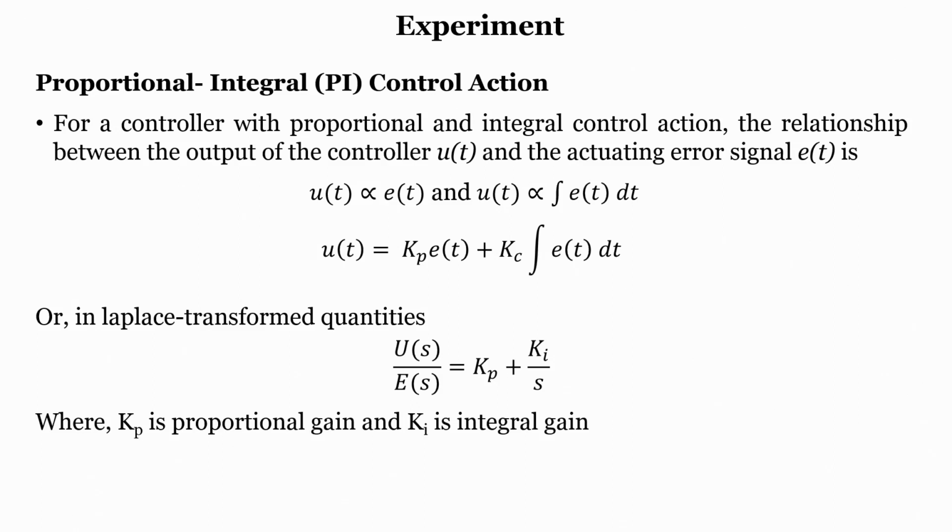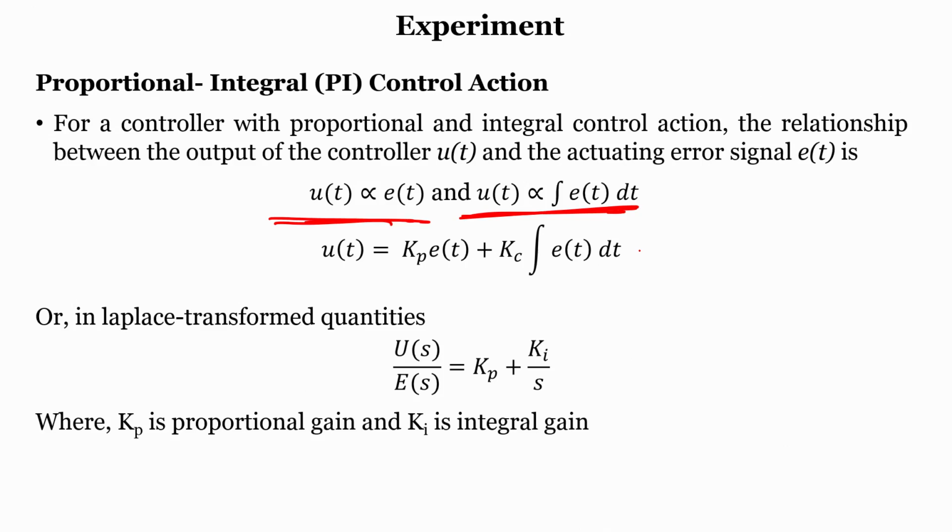Now, when you talk about proportional, how about proportional integral control action? So, for control with proportional and integral control action, or a controller that has both proportional and integral action, the relation between output controller u(t) and the actuating error signal E(t) is given as u(t) is proportional to E(t) and u(t) is proportional to integration of E(t) dt. So, u(t) equals Kp into E(t) plus Ki into integration of E(t) dt.